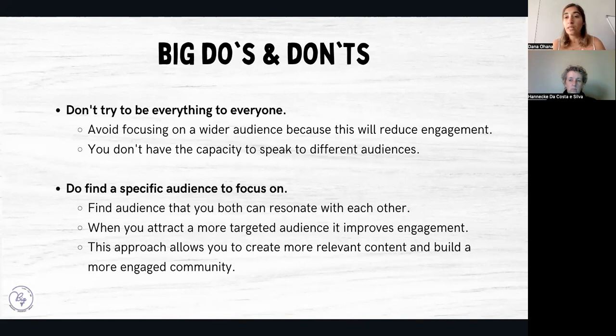Because if you both resonate with each other, then you can communicate well, and then you can build relationships. And also when you attract a more targeted audience, it helps you improve your engagement, because it allows you to create content that is relevant to that specific audience, something they can resonate with, and through that build a relationship, and through that get more engagement. And by getting more engagement, we're helping, with the help of the algorithm, to increase exposure. And not just to increase exposure, but to increase exposure to the right audience.